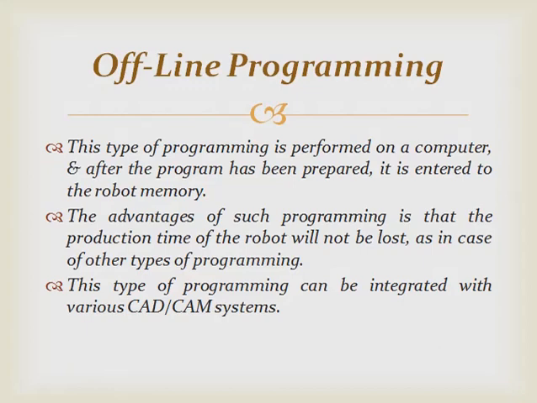If you identify the difference here, the main identification we can make is the type of program we're going to perform with the help of a computer. Once the instruction is ready, you need to feed this program into the robot memory. Then the production time of the robot is less as compared to the other types of programming method. And usually this type of offline programming method can be integrated with various CAD/CAM systems.